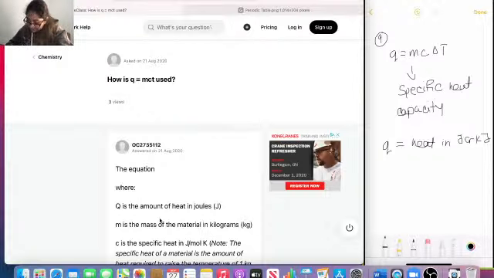And C is the specific heat. So this is actually a constant, basically. Sorry, not a constant, but it's unique for each substance. So this is called a specific heat.